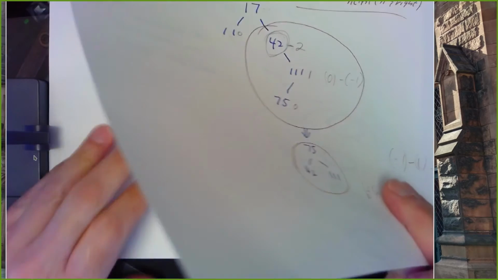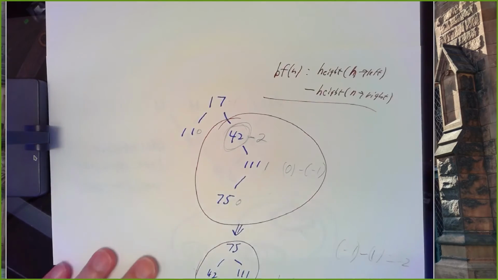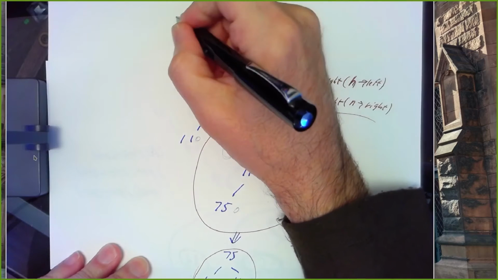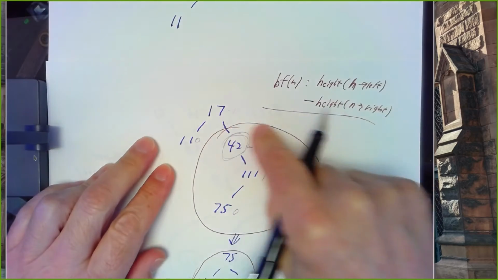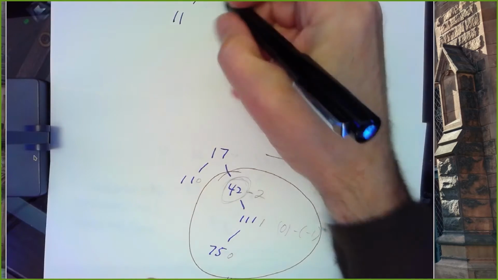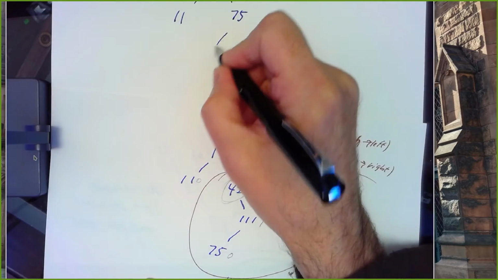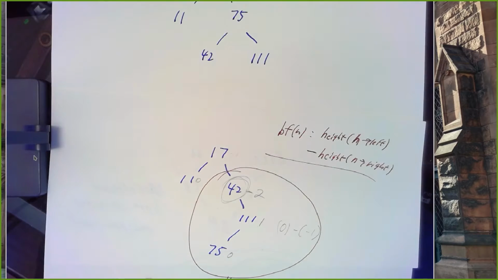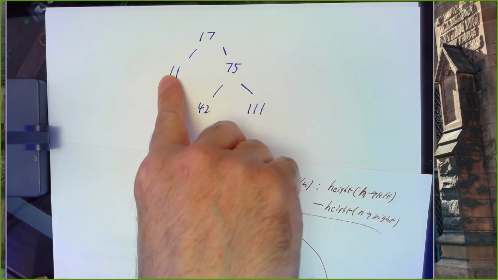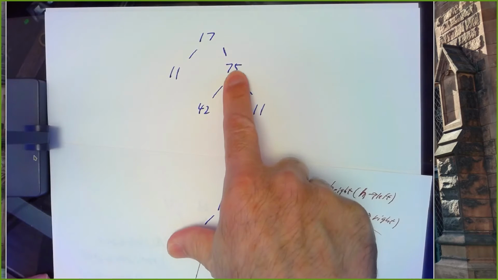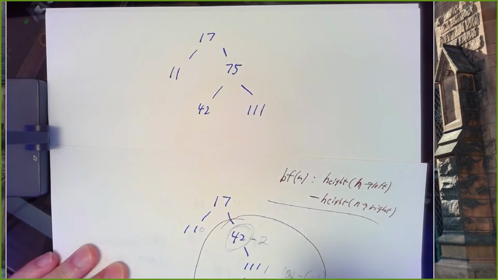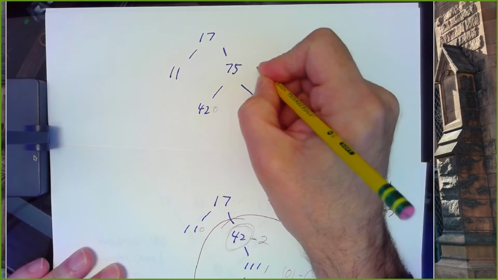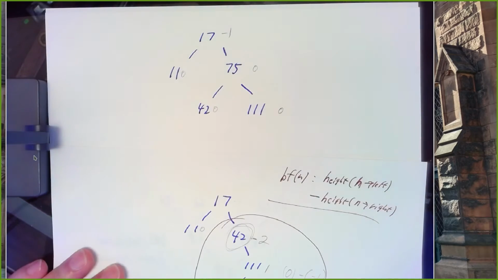Which means our original tree is going to look like this. 17 and 11, those are unchanged, but then this subtree gets replaced by 75, 42, 111. It's still a BST. Everything smaller than 17 is here, bigger is here. It's smaller than 75, this is bigger than 111. But if we look at the balance factors, it's a well-balanced tree.